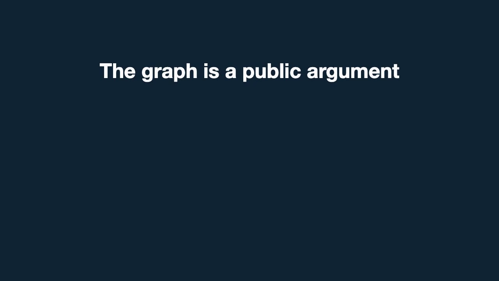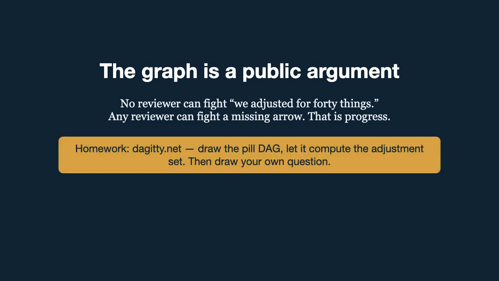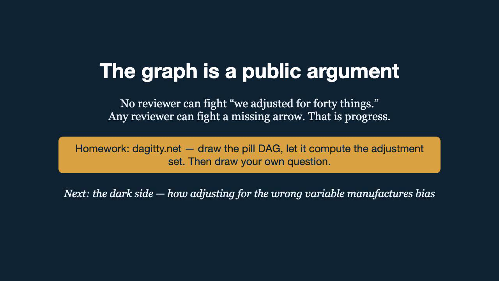And one more gift. The graph is a public argument. A reviewer cannot fight, we adjusted for 40 things. A reviewer can fight a missing arrow. That is progress. Your homework, go to DAGitty.net, draw the pill DAG, and let it compute the adjustment set for you. Then draw your own question.